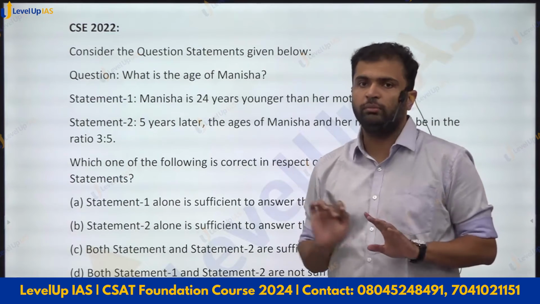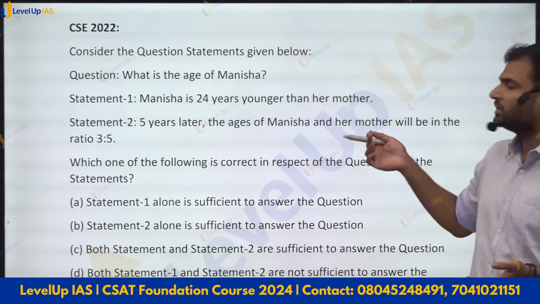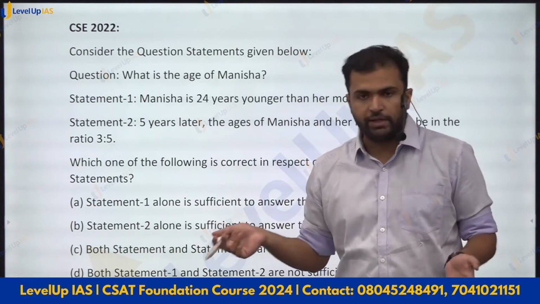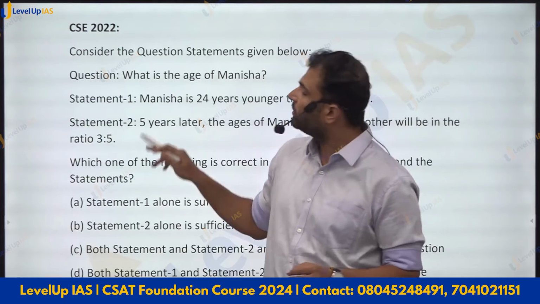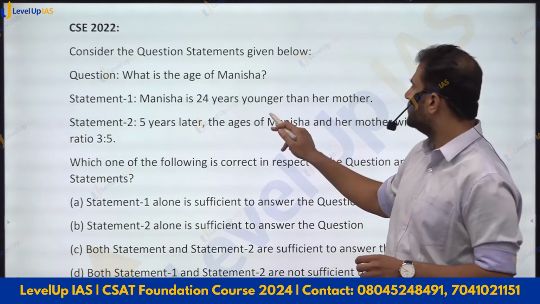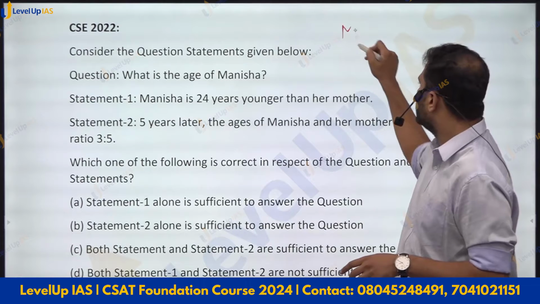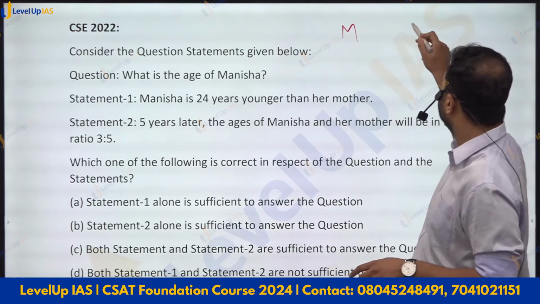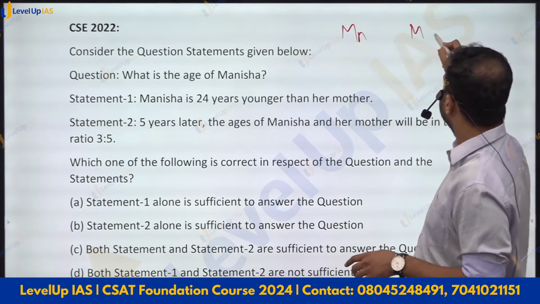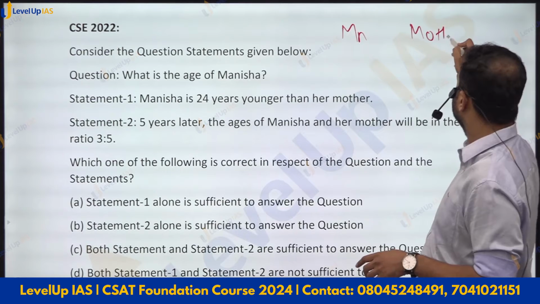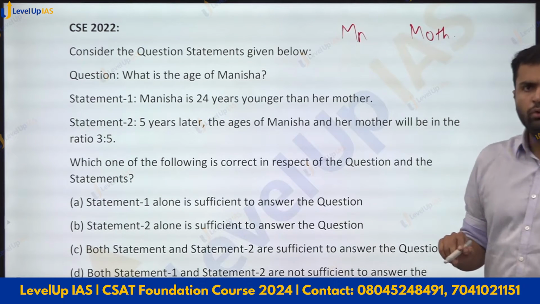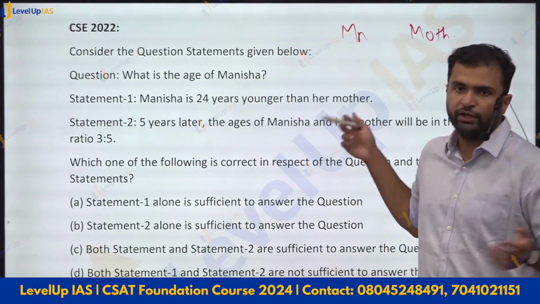The question is, what is the age of Manisha? There is some girl Manisha. The question is, what is her age? And what is the information we have? Statement 1 says Manisha is 24 years younger than her mother. So there is one more person. This is Manisha and it is her mother. So there are two unknown quantities, the age of Manisha and the age of mother.